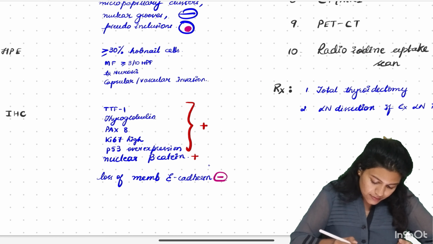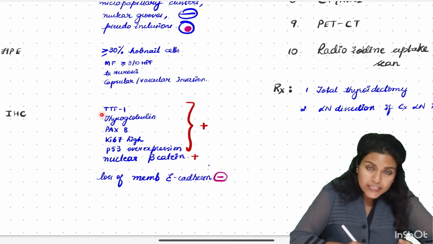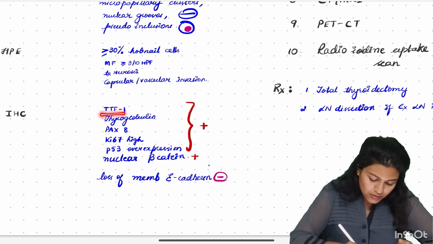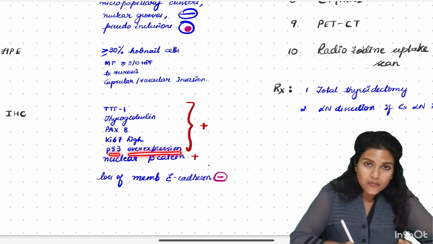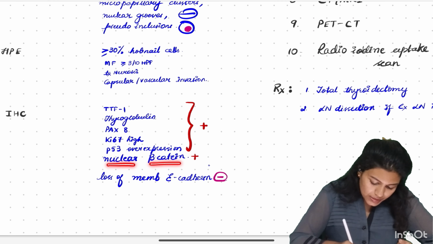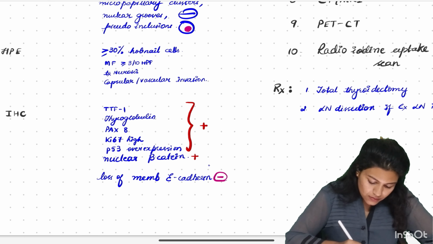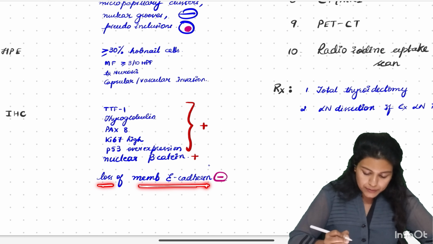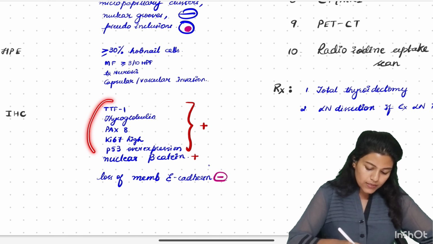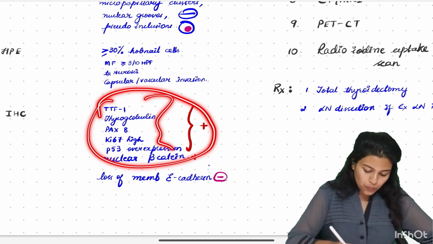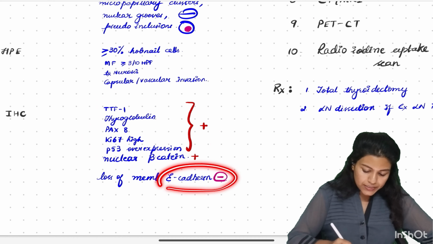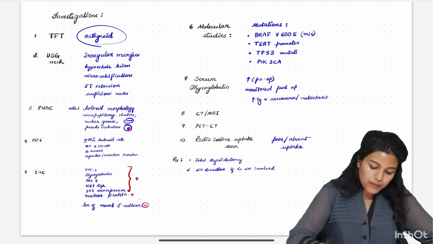Coming to the IHC, TTF1, thyroid transcription factor 1, thyroglobulin, and PAX8 are positive, Ki67 is high, and P53 is overexpressed because of mutation. Nuclear beta catenin is positive, and there is loss of membrane E-cadherin. So all these markers are positive; only E-cadherin is lost in this Hobnail PTC.